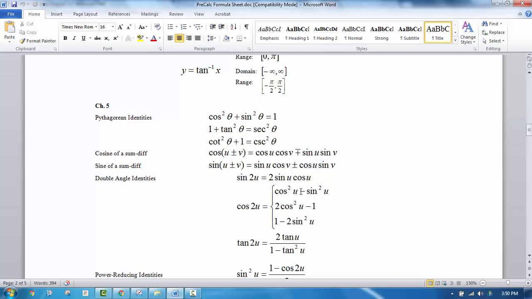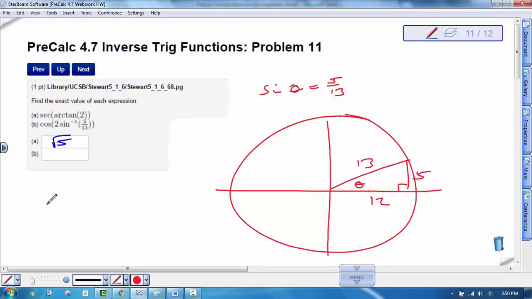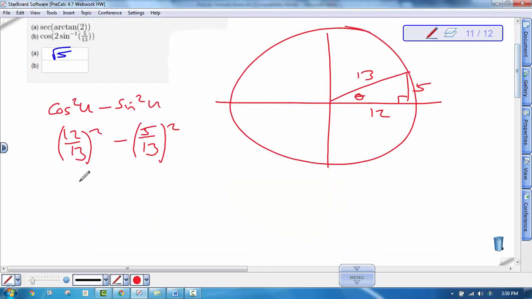So if I did cosine squared of u minus sine squared of u, I could then find cosine squared of u minus sine squared of u. So the cosine of u would be adjacent over hypotenuse. So that'd be 12 over 13. Got to square that. Minus sine is opposite over hypotenuse. It'd be 5 over 13 squared. And this would be 144 over 169. This would be 25 over 169. And there's your answer. You could simplify that a little bit: 119 over 169. That will work.